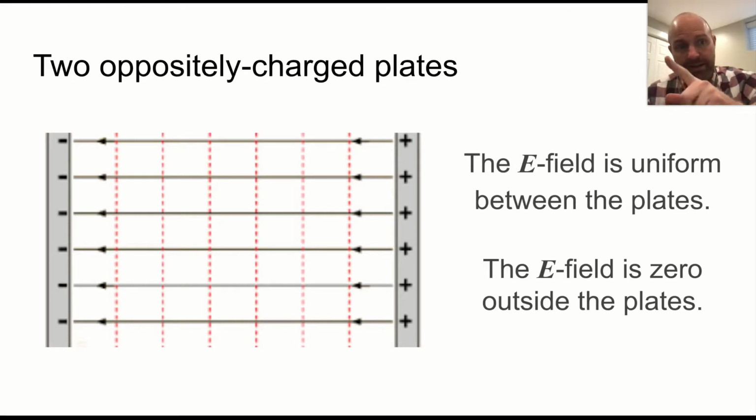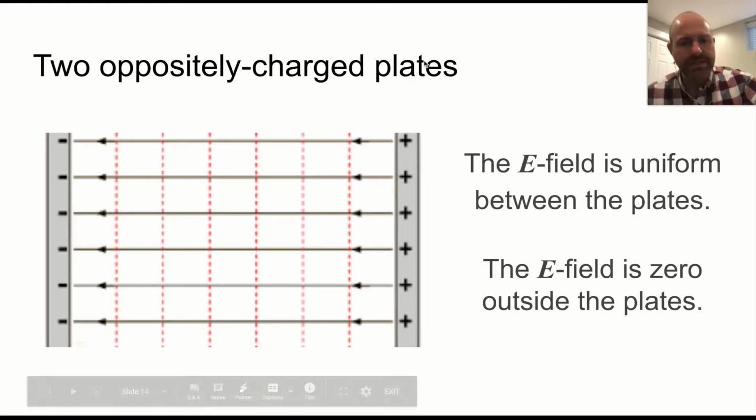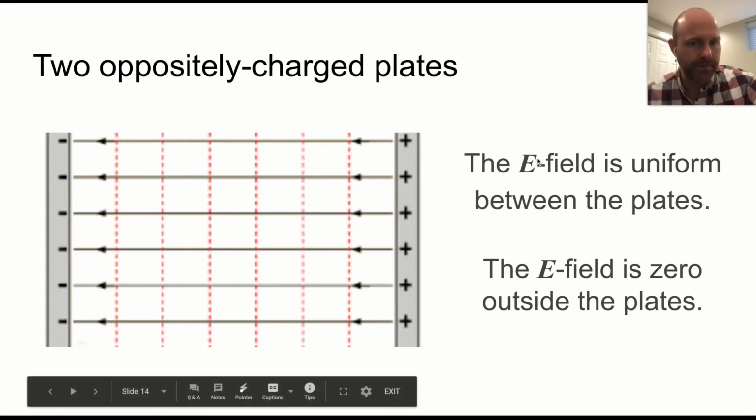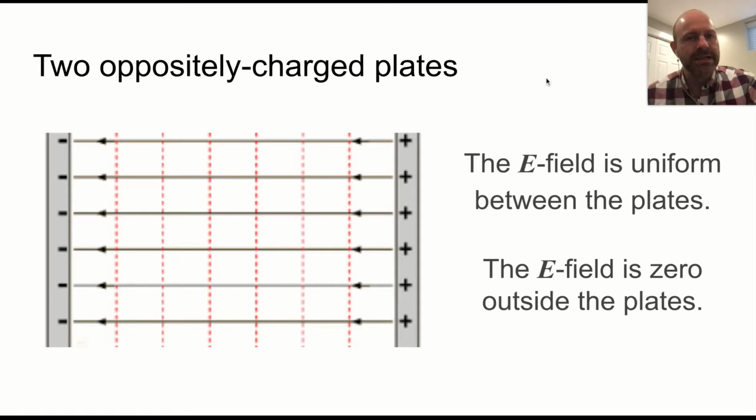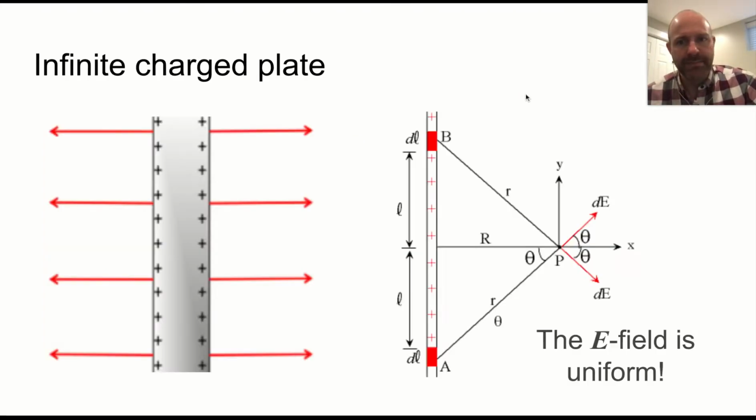More on those dotted red lines later, but they have to do with potential and potential energy. And outside the plates, you essentially get 0 electric field. We can show ourselves why this would be the case with a simulation and example in a little bit, but that's the basic idea. The other example is an infinitely long charged plate.